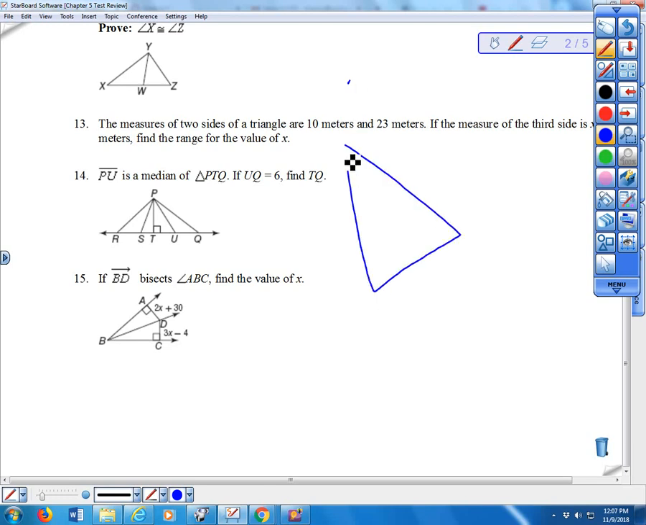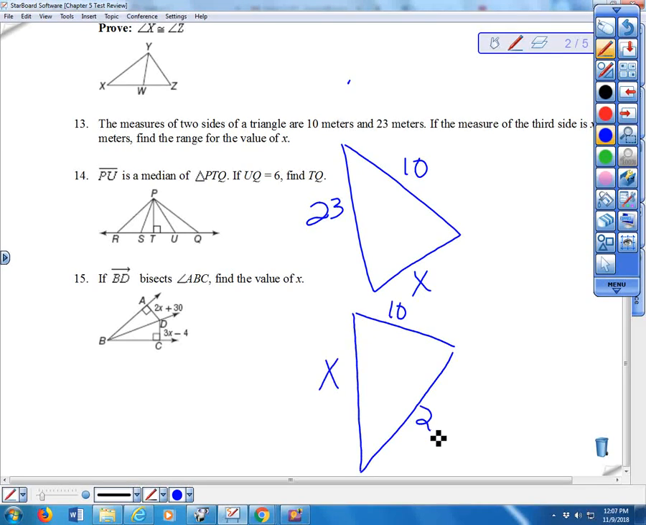So I'm going to draw 23, and let's make this 10. That's the shortest side of this triangle, right? Everybody see? Then I'm going to make another triangle where x is the longest side. So this is x, this is 10, this is 23. Those are the two possibilities that x could be. It could be the shortest side of a triangle, or it could be the longest side of the triangle. Everybody with me so far?